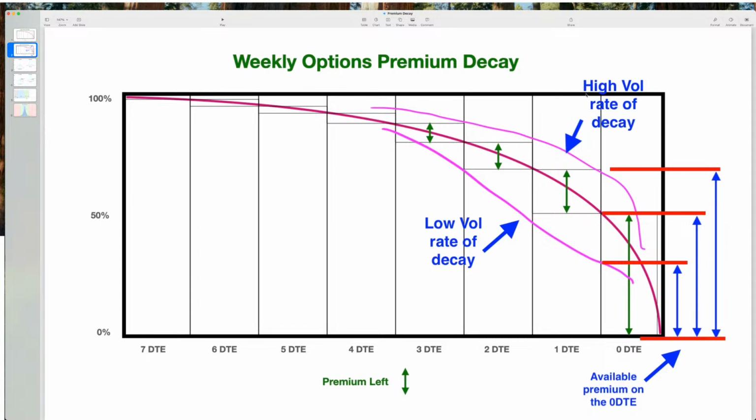But during high volatility times, that premium decay is actually delayed. The rate of premium decay is delayed. And so on that very last day, we have quite a bit more premium, right? And during very low volatility times, the premium decay is accelerated. And so on that last day, we have much less. So we have a great range of volatility or premium that's available for us to collect. And that is essentially one of our biggest edges.